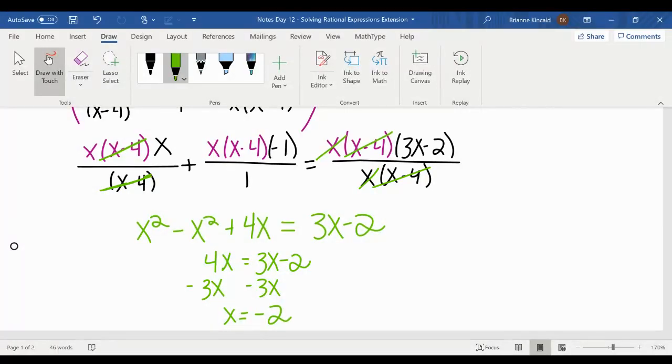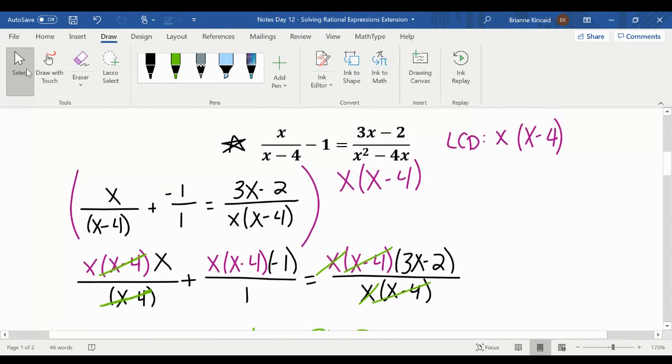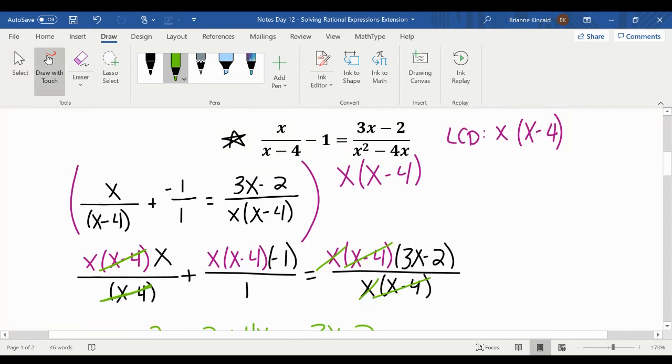Now, the one thing we have to be careful of is we have to check and see if this works. I'm going to come back up to the top, and I am going to plug in.